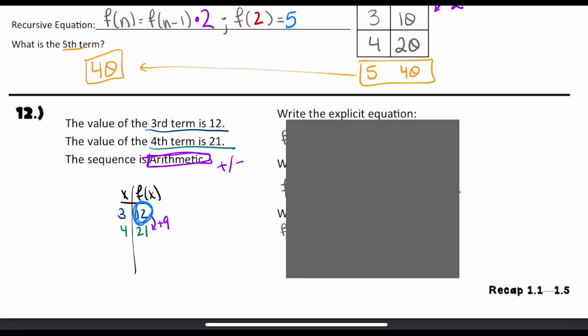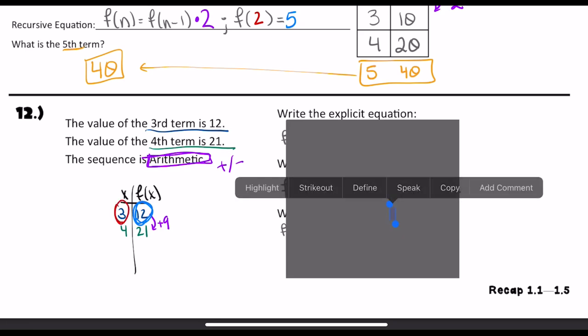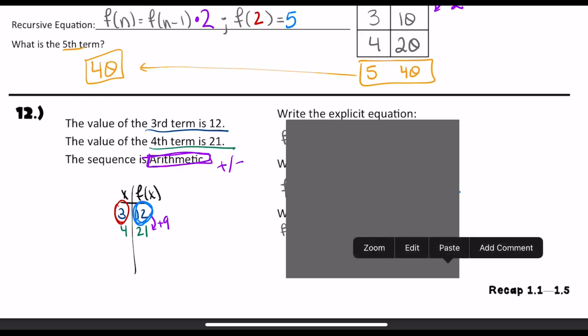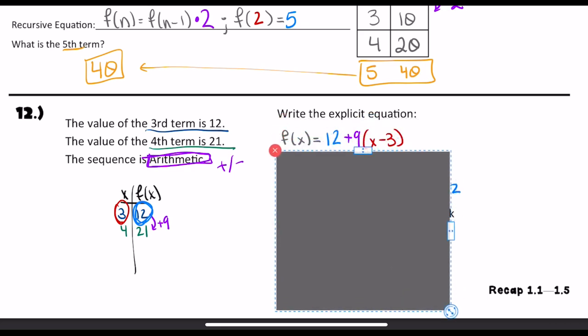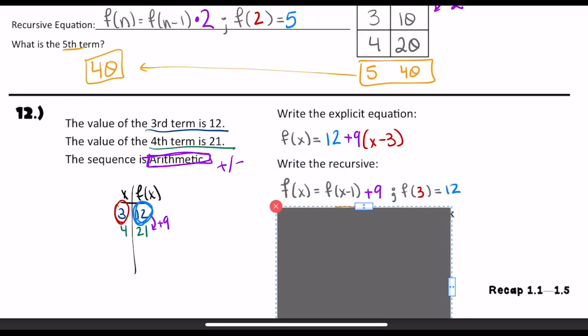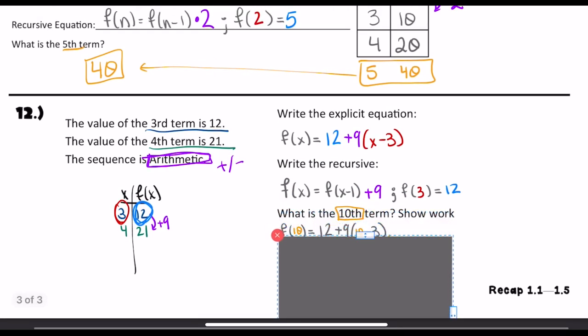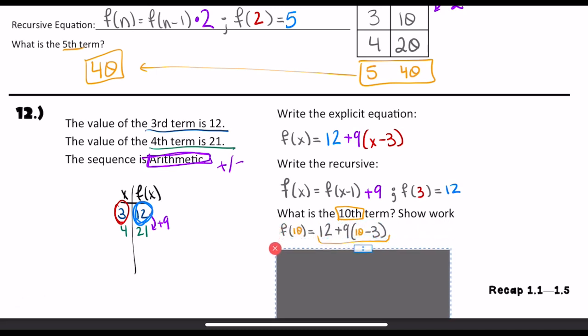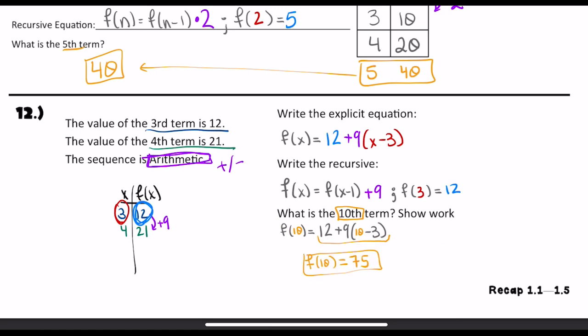I know my start number is 12. I know my start time is 3. So when I write my explicit, because this time the explicit is first, we get f of x equals 12 plus 9 times x minus 3. My recursive goes f of x equals f of x plus 9, given f of 3 equals 12. And then lastly, it's asking us what the 10th term is, so we replace all the x's with 10. So tell me what you get. Should have gotten 75. So this is the end of the video.